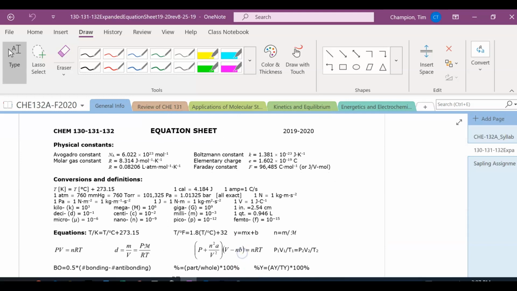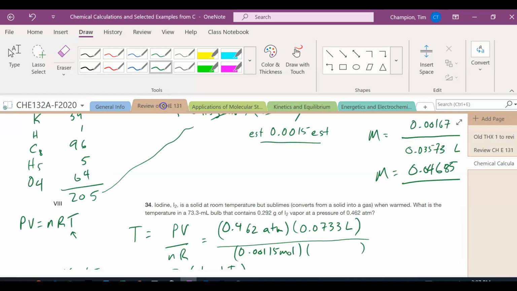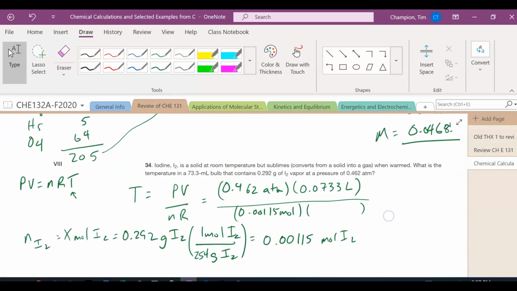And the molar gas constant here, we have two values up here. We're going to use the one with liters, atmospheres, moles, and kelvins. So 0.08206, that's liters times atmospheres over moles times Kelvin. All right, so atmospheres and atmospheres will cancel out. Liters and liters will cancel out. Moles and moles will cancel out.